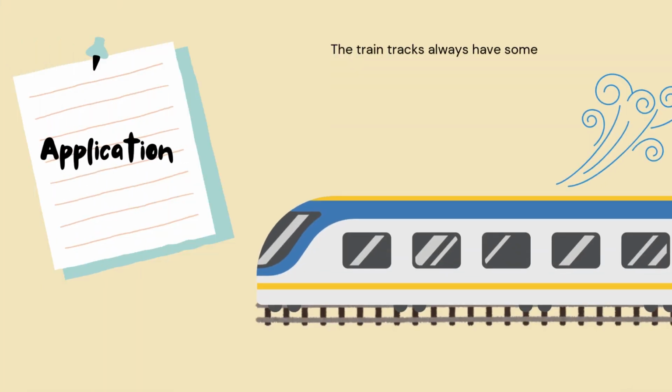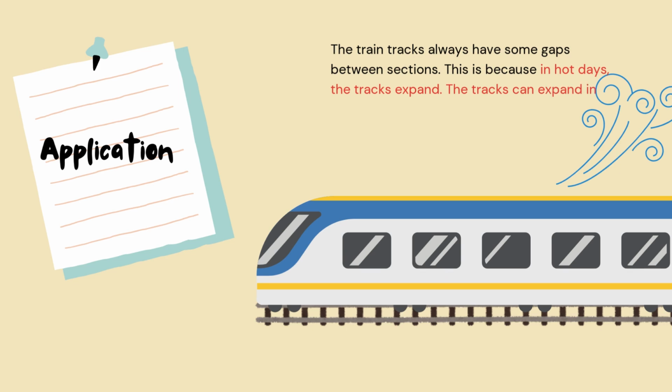Application. Train tracks always have some gaps between sections. This is because on hot days the tracks expand. The tracks can expand into the gaps, or else the tracks will push into each other and bend, which can cause catastrophic crashes.